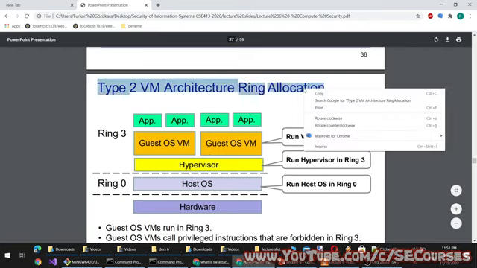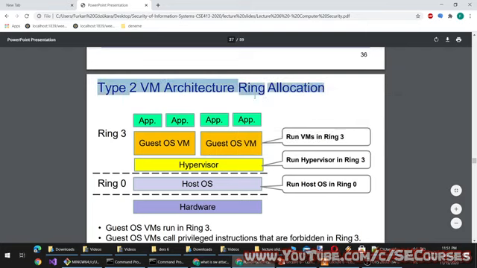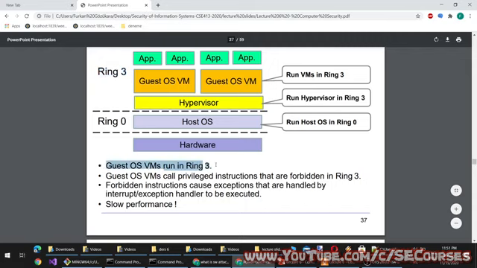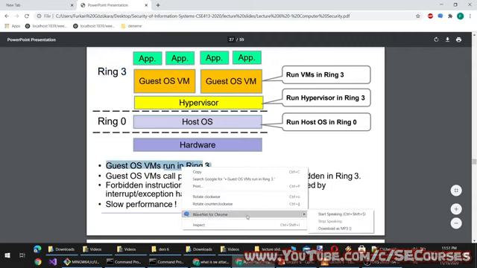And type 2 is like this. Type 2 VM architecture ring allocation. So there is hardware, and ring 0 is the hosting operating system, which is Windows, Linux, or macOS. And above it there is the hypervisor. You see, the hypervisor and virtual machines are running in the same ring. Therefore, it is harder to keep the security, because they're at the same level, they can access each other's processes.